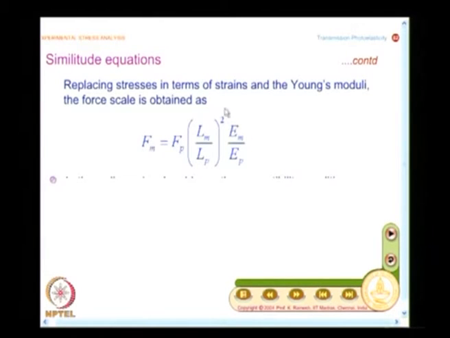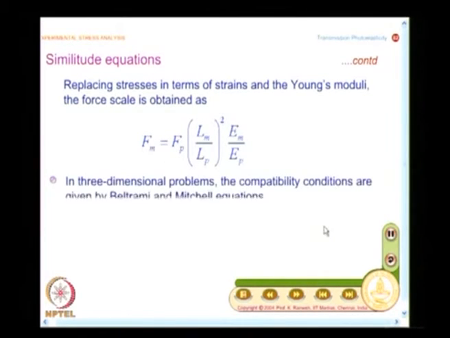With the strength of this equation, what we find is that the model as well as the prototype, when they are loaded, will have similar values of strain as well as deformation. So, you do not want to have large deformation in the model, otherwise the equations are not valid.